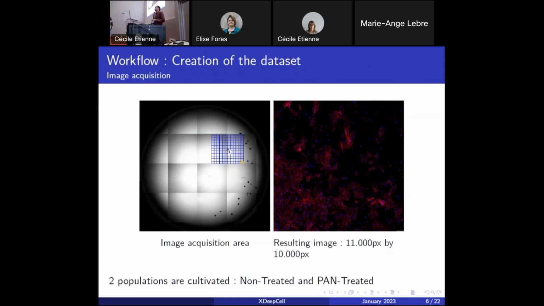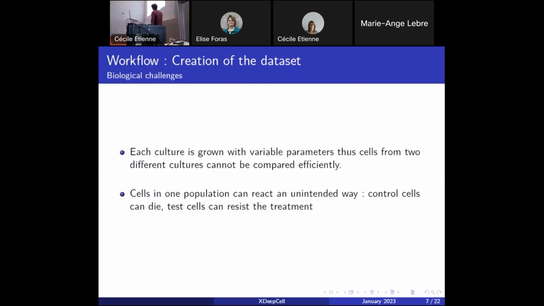So it's a very large image with a lot of cells, and you could think that it is very easy to obtain a big data set in these conditions. But there are a few challenges that make it a little bit more complicated. First, with each culture, we try to recreate the same parameters, but we cannot ensure they are exactly the same. So comparing two different cultures is complicated and sometimes not very efficient or precise.